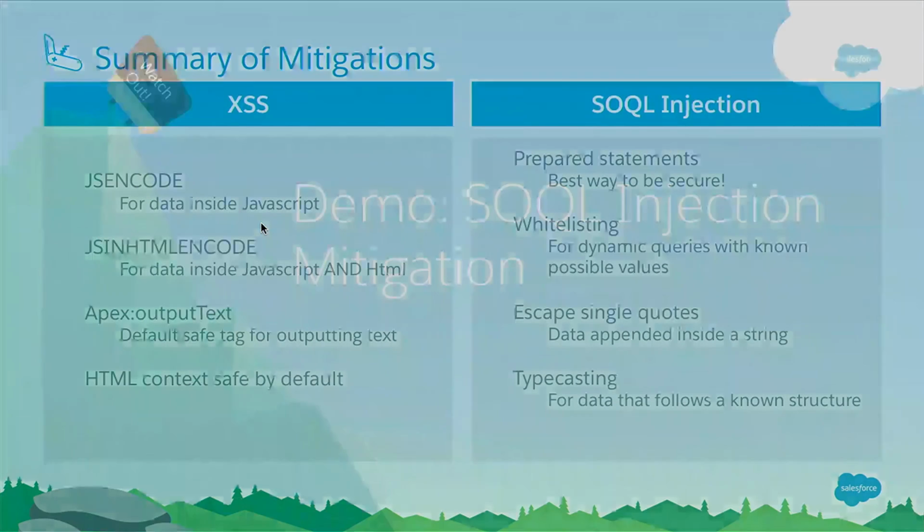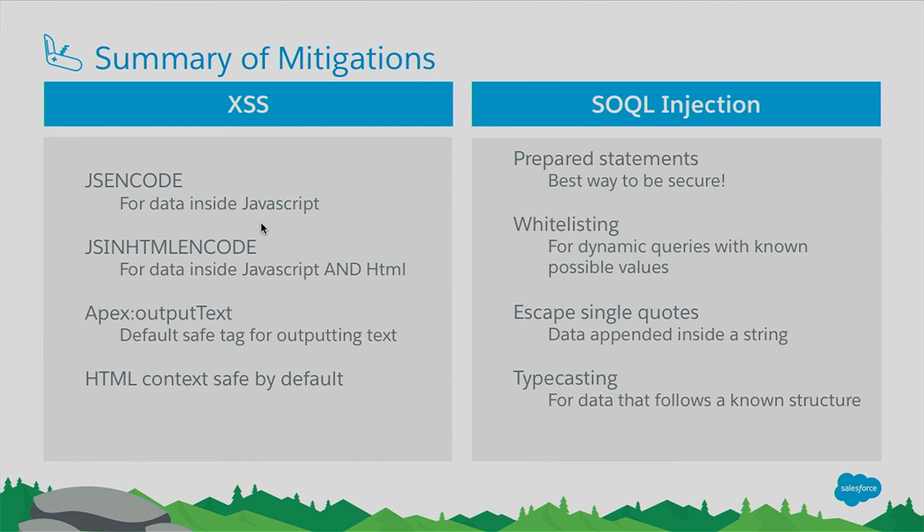All right, so summary. You want to do the cross-site scripting, or should I? Sure. So in summary, make sure you're always aware of the context that you're rendering your data in. If you're in JavaScript, make sure you're using JS encode. If you're inserting into JavaScript and then also into HTML, which is very rare, but usually in cases like when we demoed, if you're assigning to inner HTML directly, that's the kind of case that you'll see it. Use JS and HTML encode there. Reminder that Apex output text is always going to be safe. And same thing for the HTML context in Visualforce. Both of those are safe by default.